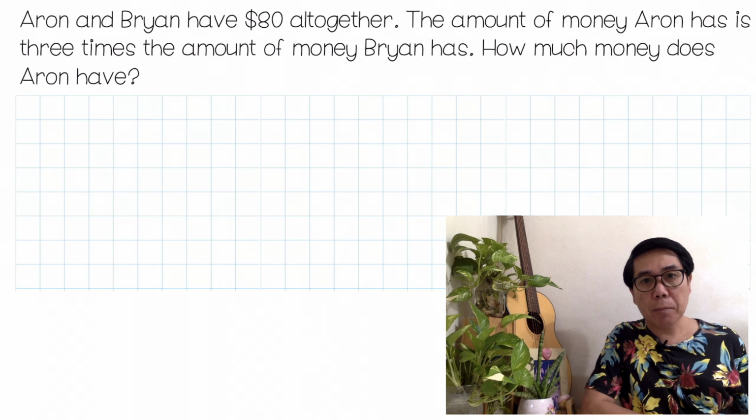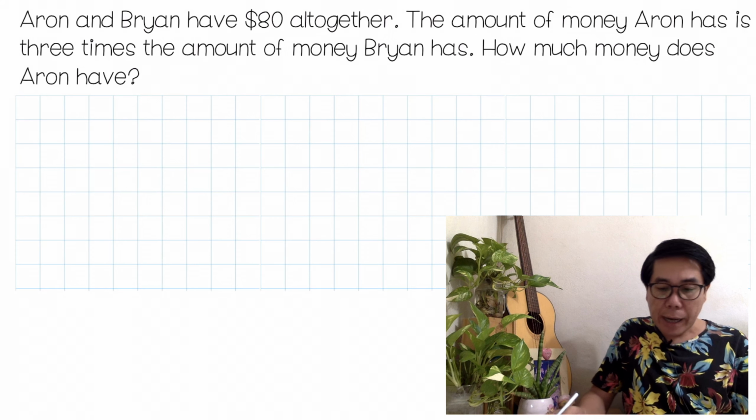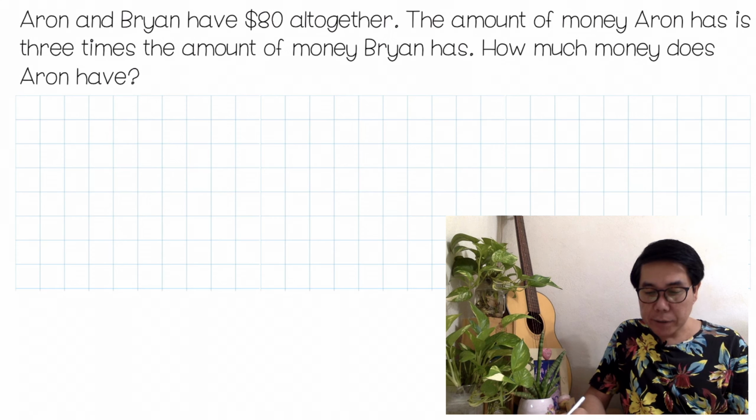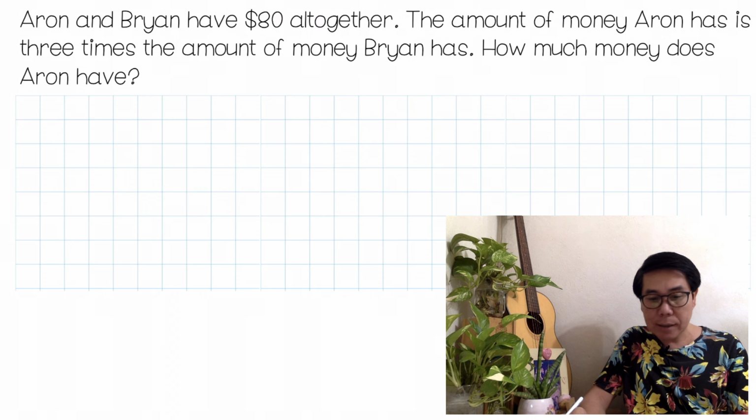We're gonna solve problems involving models. For the first problem, Aaron and Brian have $80 altogether. The amount of money Aaron has is 3 times the amount of money Brian has. How much money does Aaron have?